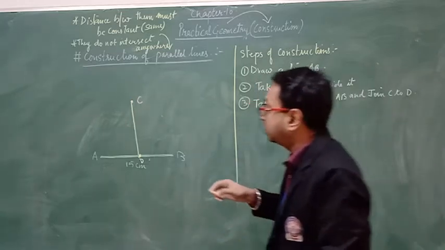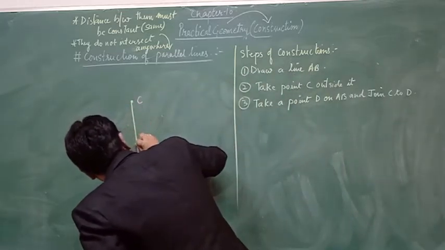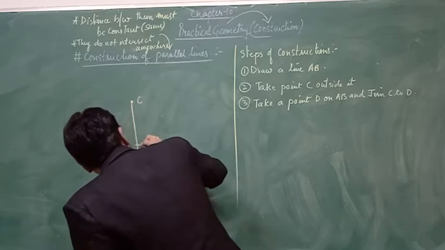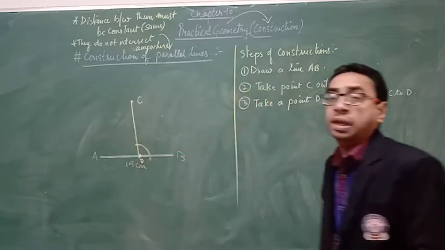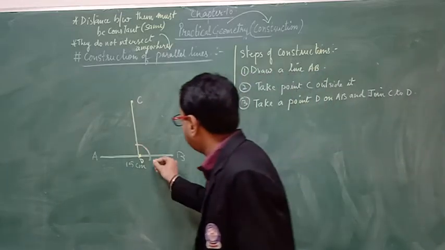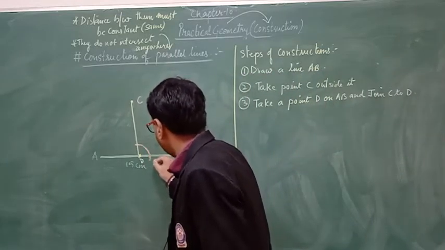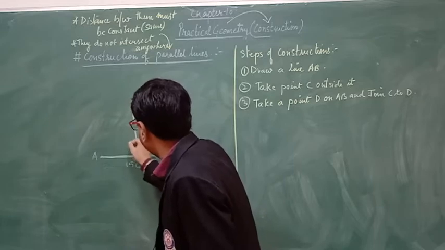Maybe the arc is not visible to you. Let me make it visible for you. Draw one arc. This is the arc I'm talking about, since this arc is cutting AB at E and CD at F.